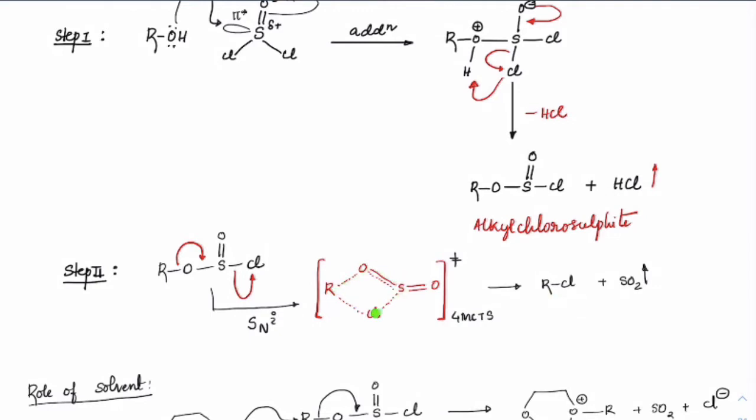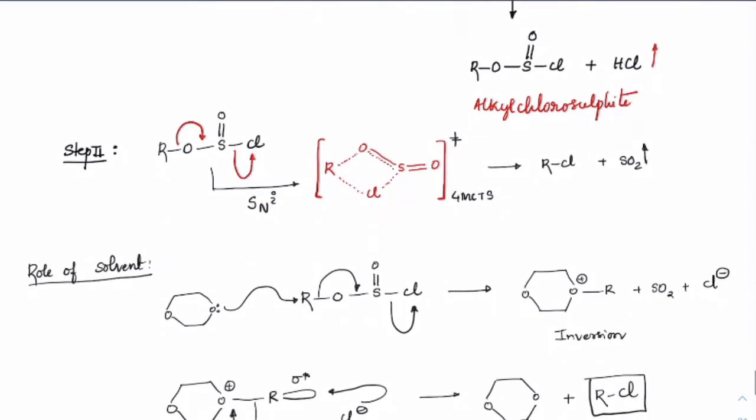Again, there are multiple mechanisms given in different books. Do not worry about it. Our idea is that as long as we have an alkyl chlorosulfite, there will be a retention product obtained. And this is considering either there is no solvent or there is a neutral solvent like ethers.